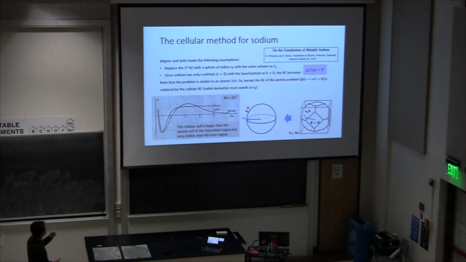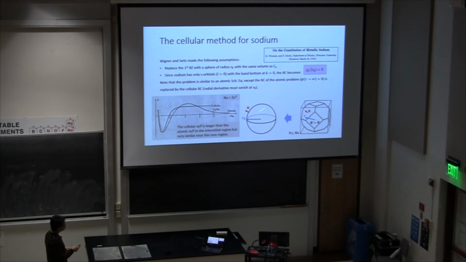Okay, so in the cellular approach, for example, this is how Wigner-Seitz solved their problem back in the 30s. They really simplified the problem. What they did is that, first of all, they replaced the first Brillouin zone with a sphere. So this is the Brillouin zone. This is what Wigner-Seitz assumed to be their Brillouin zone. They said, okay, this is too complex for us. We replace the FCC Brillouin zone of sodium by a sphere of the same volume. So you demand that 4 pi over 3 r naught to the power of 3 equals the volume of this thing. Okay, so that's that.